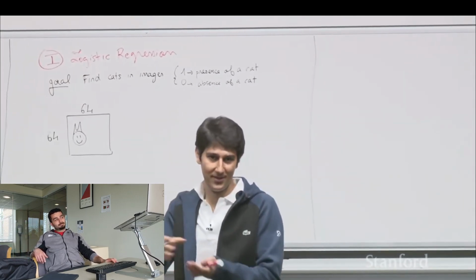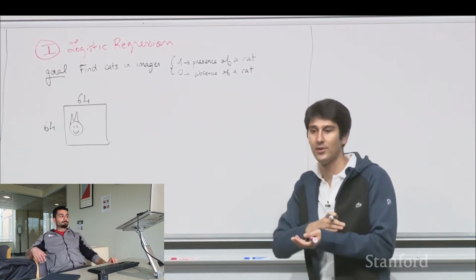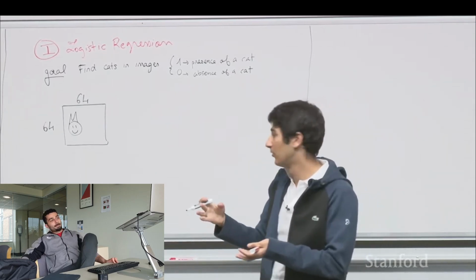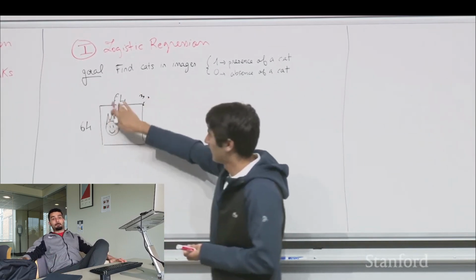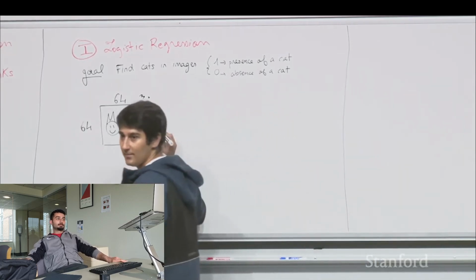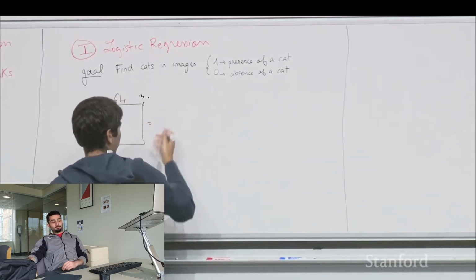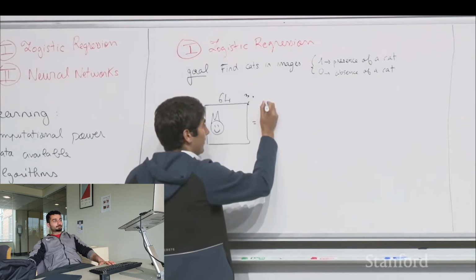Every pixel in an image can be represented by 3 numbers, one representing the red filter, the green filter, and the blue filter. So actually, this image is of size 64 times 64 times 3. Does that make sense? So the first thing we will do in order to use logistic regression to find if there is a cat on this image, we're going to flatten this into a vector.